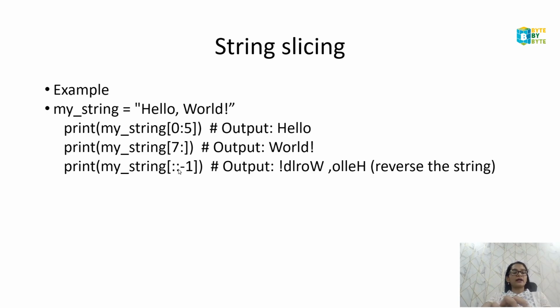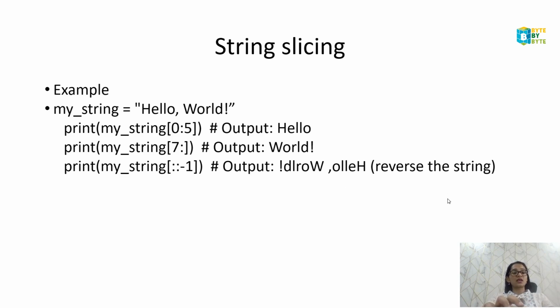Your start and end is not given, but your step is given. So step is -1. So -1 means it will go to the end of the string. Your end of the string is the exclamation point. And since start and end is not given, it will default to the end of the string in reverse order. So that's why whenever your representation is something like this, it will give you the reverse of the string.